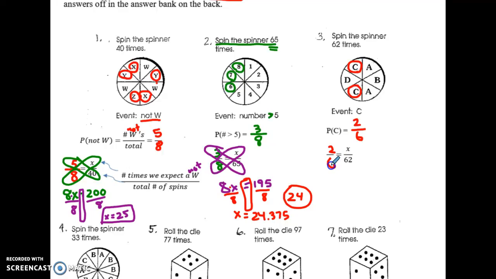In your proportion, you would set that probability equal to X, because we're trying to find out how many times we would land on C if we were now spinning 62 times. So again, once you have your proportion set up, we will do our cross products. 6 times X gives you 6X. 2 times 62 is 124.